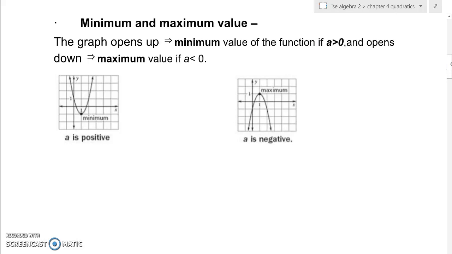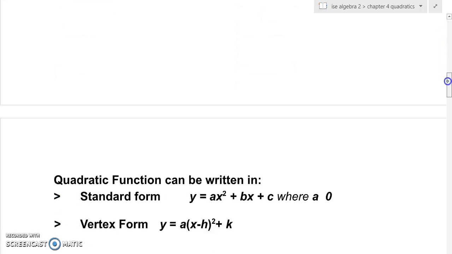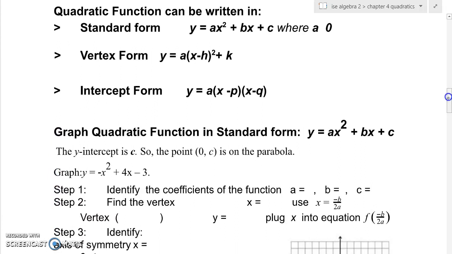The minimum maximum thing: if A is positive, it's a minimum. If A is negative, it's a maximum. We went over all of this already. So this is the one that we've been focusing on. Parabolas in standard form. We are going to look at vertex form and intercept form.